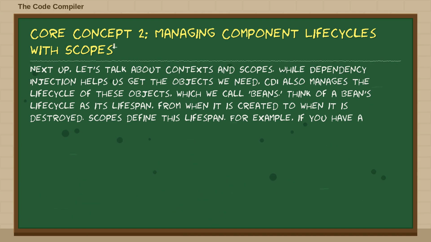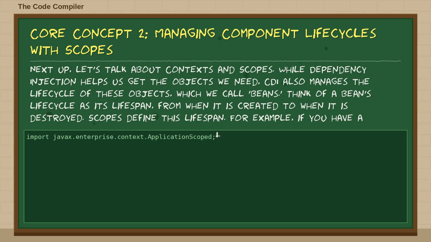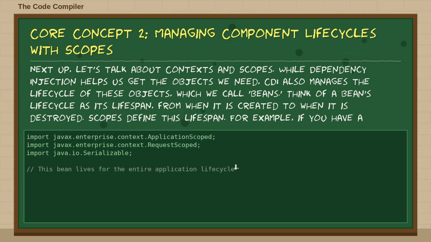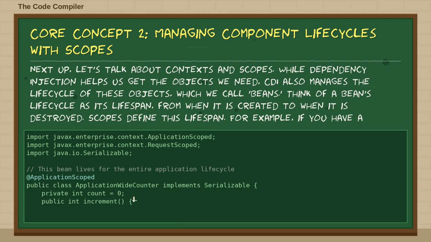On the other hand, if a component is specific to a single user request, like a shopping cart for an online store, you would use @RequestScoped. This ensures a new instance is created for each incoming request and destroyed once the request is complete. Understanding scopes is crucial for efficient resource management and correct application behavior.